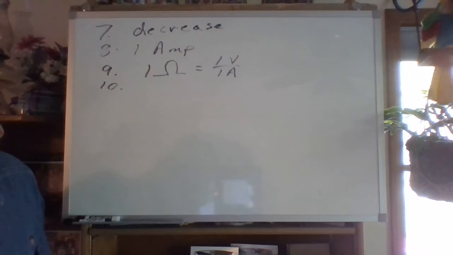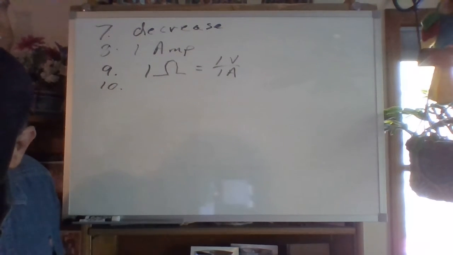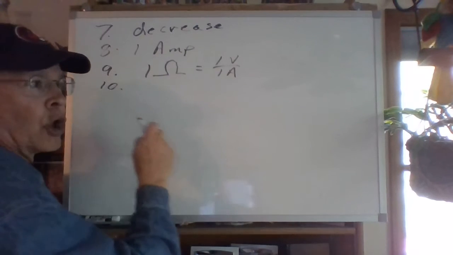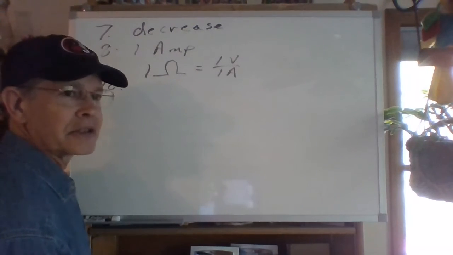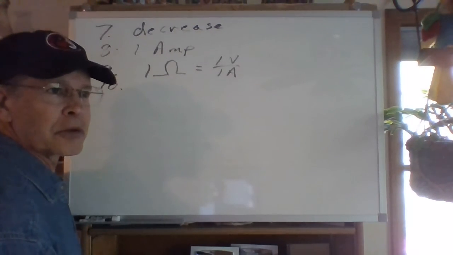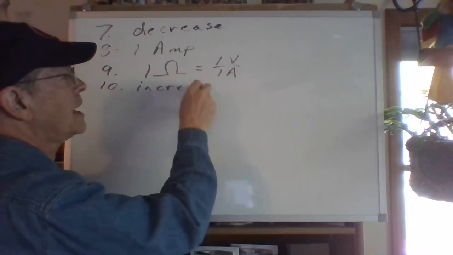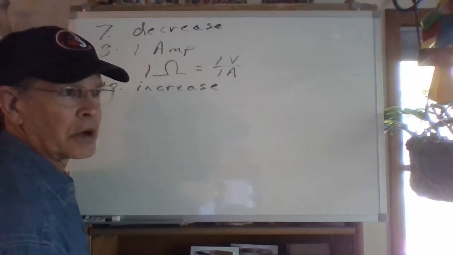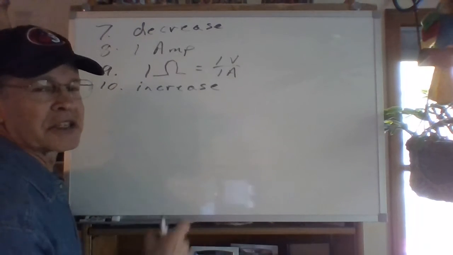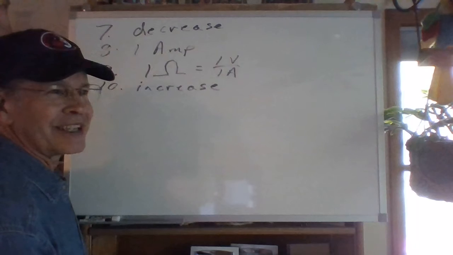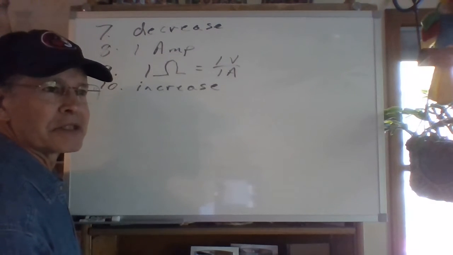Number 10. What effect does the increased length of wire have on its resistance? The longer the wire is, the harder it is going to be for the current to flow through. So it does increase, which is why if you have a long extension cord, it needs to be a bigger extension cord. A long, skinny extension cord has too much resistance.